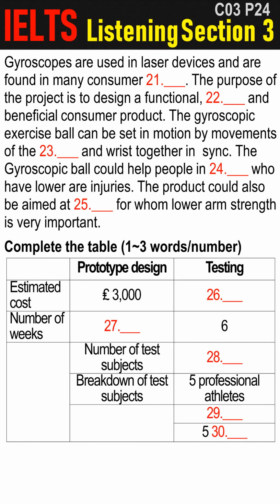And what's your timeline for the project? The prototype should be ready a fortnight after work on the design starts, and we'll need another 6 weeks for testing. We want to enlist the help of 15 people to test the prototype. Ideally, we want 5 professional athletes to try it out, 5 recovery patients, and the remainder of the subjects will be gym members, our 3 target markets.